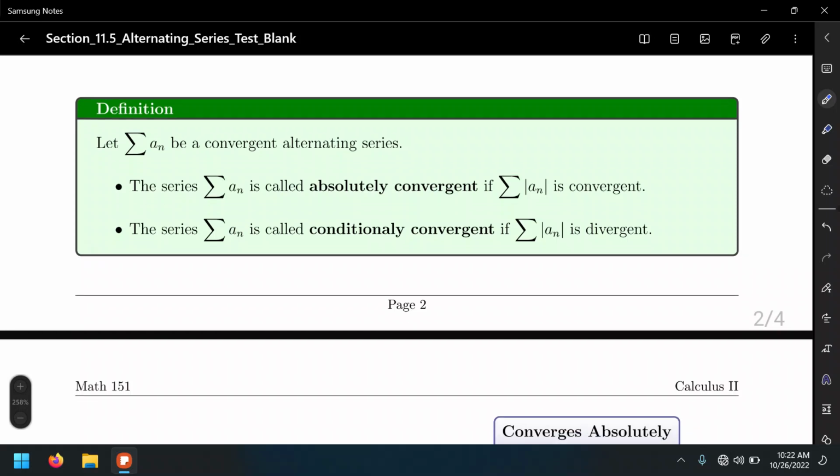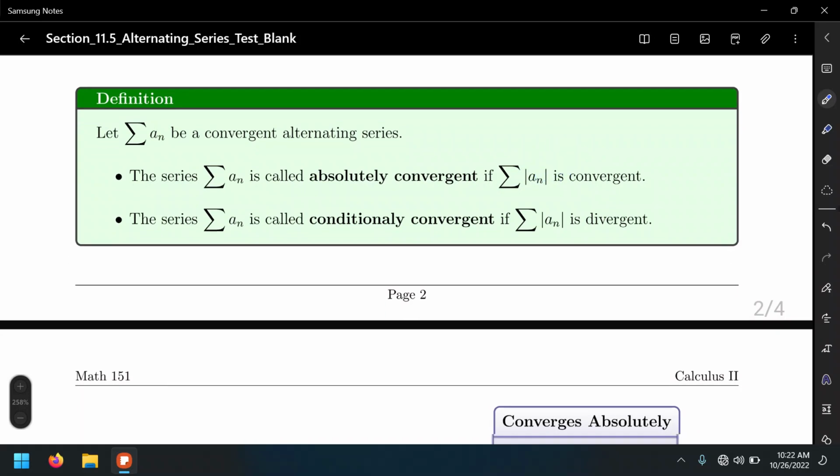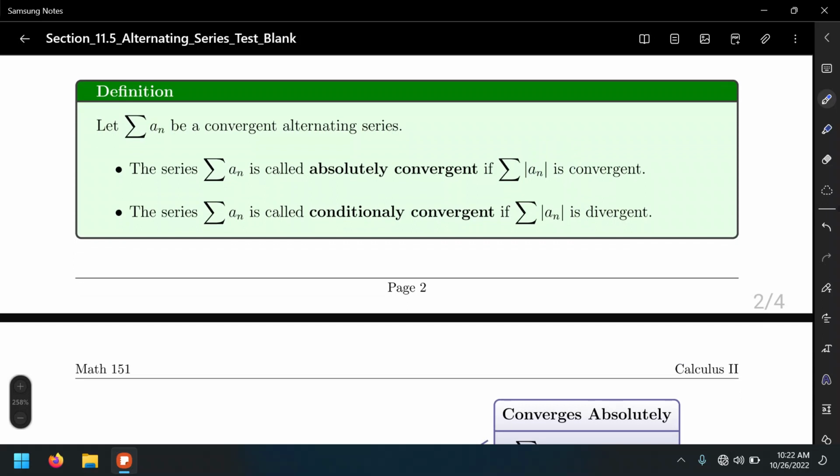And then what we're going to do is take the absolute value of the series, and we are going to create a whole new problem. It won't have anything to do with the alternating series, so in fact we will have to forget about the alternating series. And then, if that new series we create converges, then the original alternating series converges absolutely, because the absolute value of the series also converges.